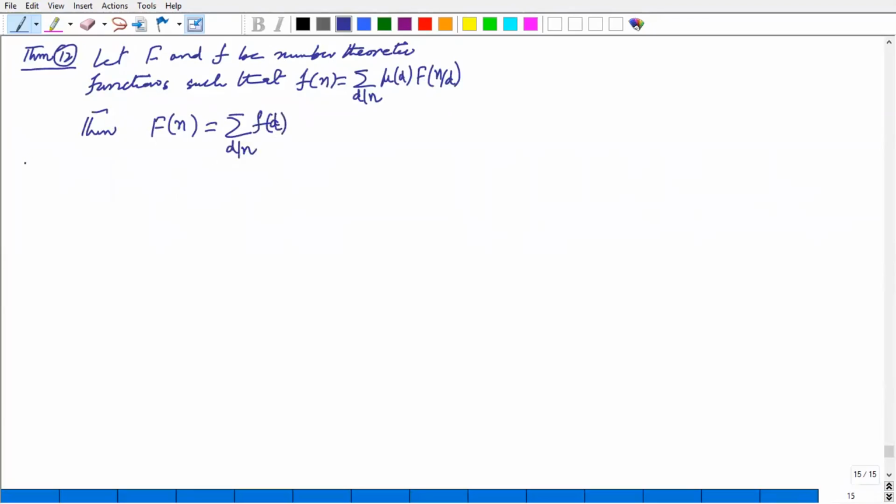Now move to the proof of this result. By definition, f d equals the sum. If you put d here, we are just putting d here instead of n. So this will be d.